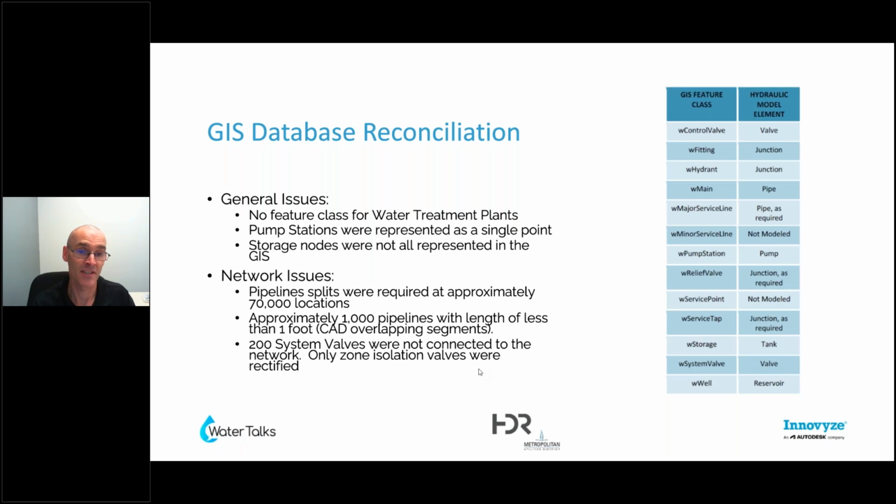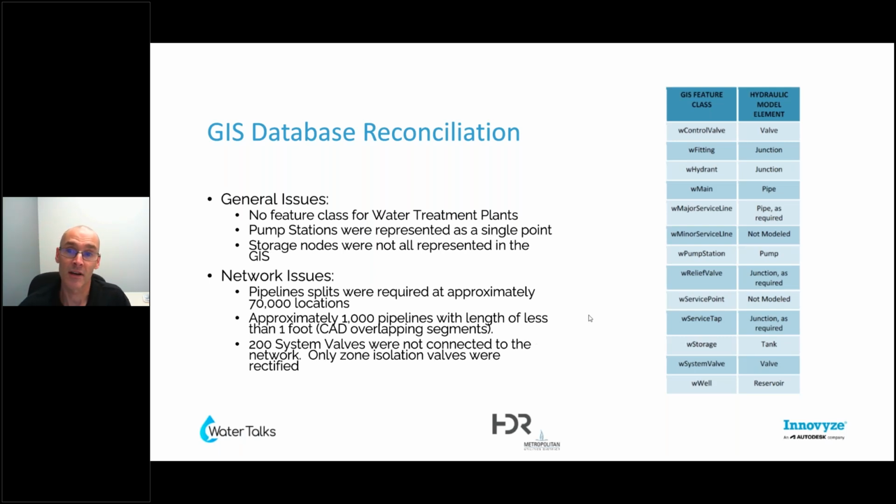And then system valves, some were connected to the system and pipes were split at system valves, and some were not. And a key point to this, with the number of pipelines that they had, is we were trying to split the minimum amount of pipes as possible. So we decided that we wanted to split our pipes only at zone isolation valves or PRVs or critical valves. So that helped us out, not only with the GIS reconciliation, but also with the number of pipes in the model, which ended up, as you'll see in a few slides, at over 100,000.